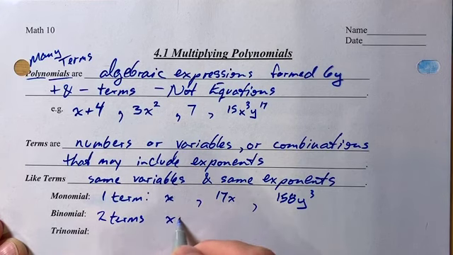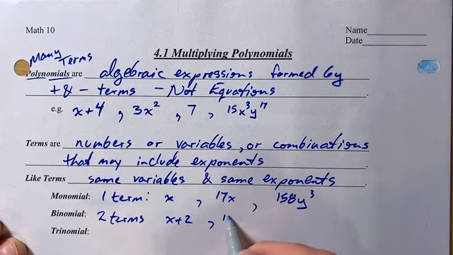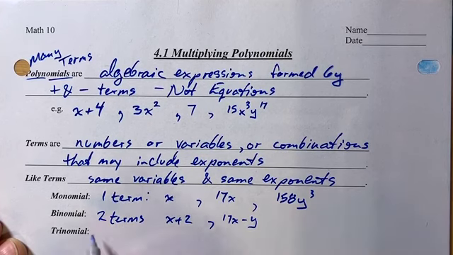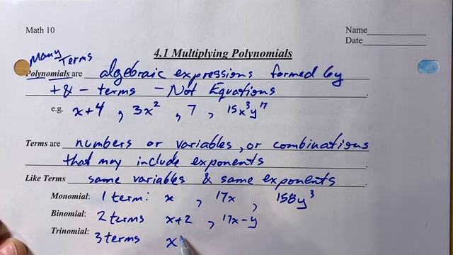A binomial means it's two terms. So for example, x plus 2. These are two different terms. It's adding and subtracting terms. Or 17x minus y. Sure, that's two different terms. Notice adding and subtracting is what separates them. There's one term, there's another one. Trinomial, 3 terms. And when we do 3 terms, we usually put them in order, the highest power first, like x squared plus 5x, and then minus 17.